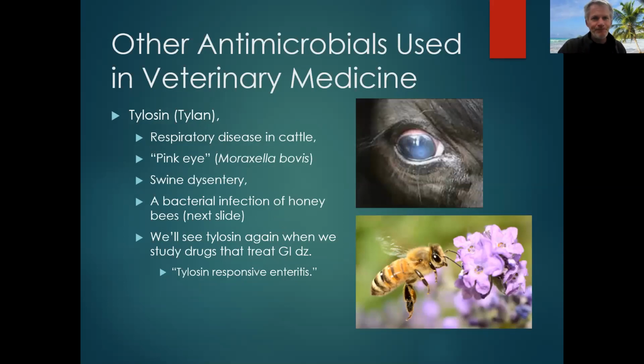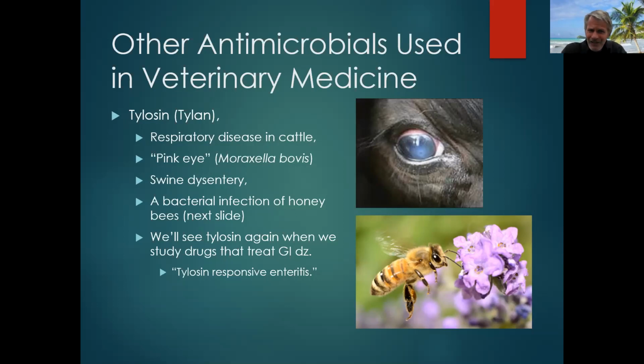Okay. Other antimicrobials, we're still talking about the macrolides. Tylosin is kind of a cool one. Again, it's used for respiratory disease in cattle. It's used to treat pink eye. It's used to treat swine dysentery. It's one of the drugs labeled by the FDA for use in honeybees, and I just had to look this up, so I'll share with you what I found out.